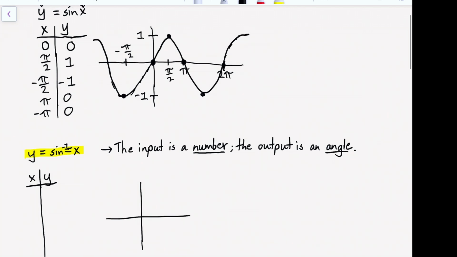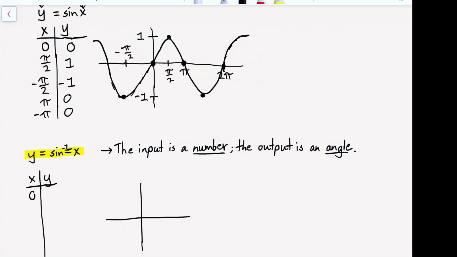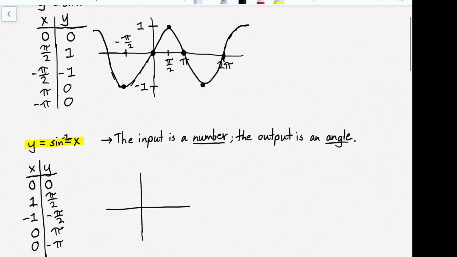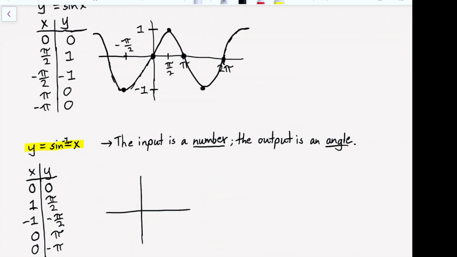So some x and y values on this inverse function can be found just by reversing the values from the graph, the table of values above. We have 0, 0, 1, pi over 2, -1, negative pi over 2, and so on. Now, if I continue just with the points from the table of values above, I would also see 0, pi and 0, negative pi. But there's a problem here, because this does not appear to be a function. I have an input of 0 in several different places, and it's leading to 3 different output values.